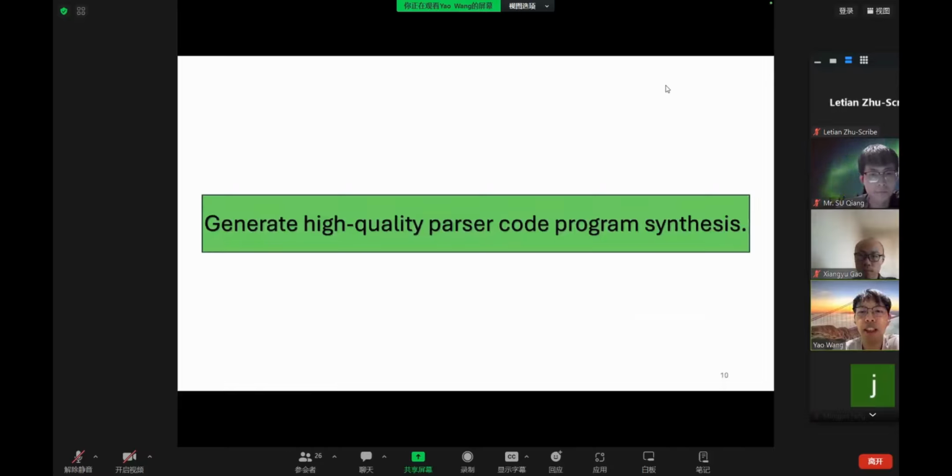So ParserHawk takes a fundamentally different approach. Instead of asking how should I generate the parser, ParserHawk asks does there exist a parser implementation that satisfies these constraints? We frame parser generation as a program synthesis problem. The specification defines the correctness, and the hardware constraints define the feasibility. And the synthesis searches for an implementation that satisfies both. This shifts complexity from heuristics to a principled constraint solving framework.